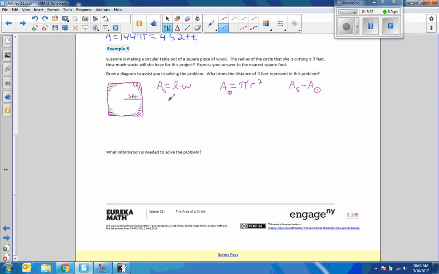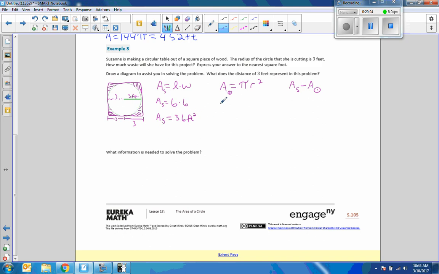Alright, so the area of the square is length times width, which equals, now if this is 3 and I come straight down here, then from here to here is 3. And all radii are the same, so if I came out over here, this is 3. So that makes this segment 3. So the total side is 6. And squares have equal lengths and widths, so 6 times 6. So the area of the square equals 36 feet squared.